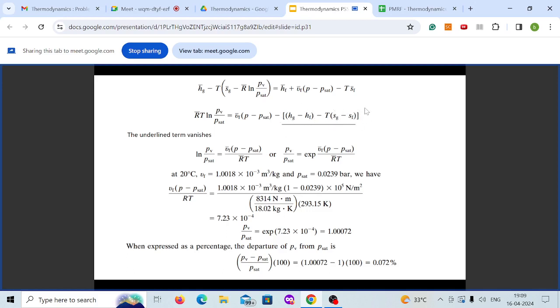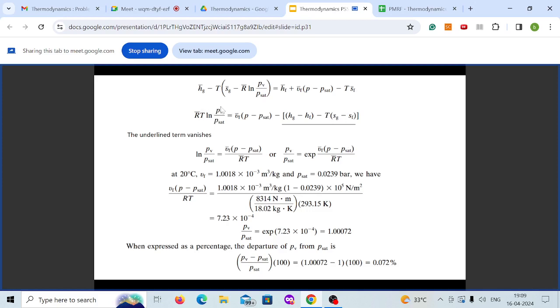So if you see this underlined expression, Sg minus SF, you can express it as Hg minus HF by T. So Sg minus SF is the entropy during phase change. That happens at constant temperature, this being a pure fluid, and you can find the entropy change at constant temperature as heat supplied by temperature, and heat is nothing but your latent heat, which is Hg minus HF. So this underlined expression becomes 0.